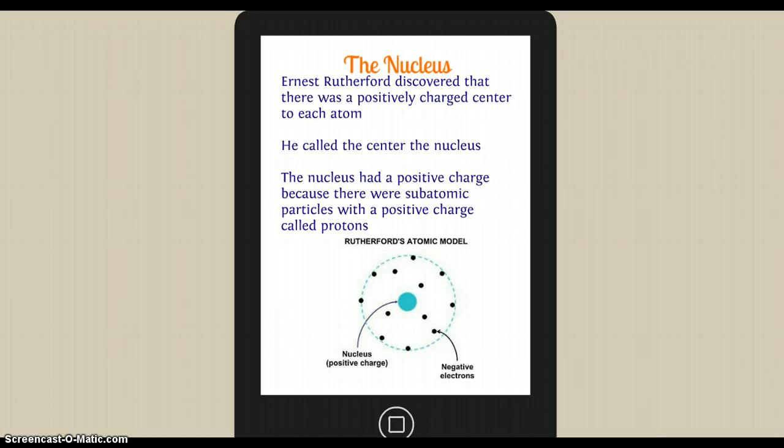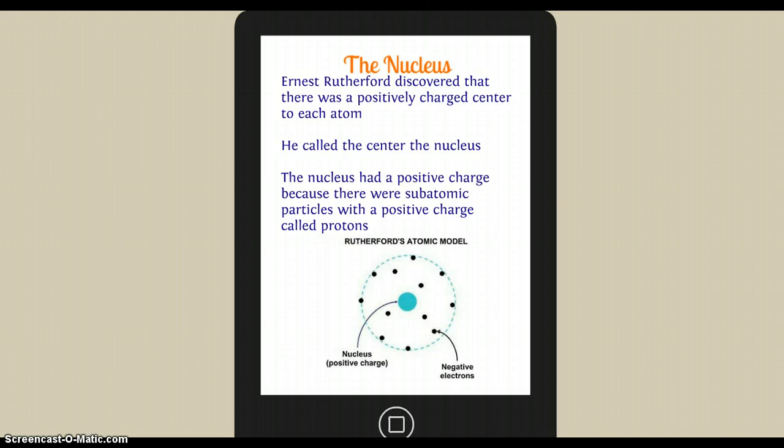Next, this guy named Ernest Rutherford discovered that not only are there electrons, and you can see in the diagram down here on the bottom it says negative electrons, there is a positively charged center of each atom. So we found out there's this big space in the middle of the atom that has this stuff gathered in it. He called the center of the atom the nucleus, and he found out that the nucleus had a positive charge inside it.